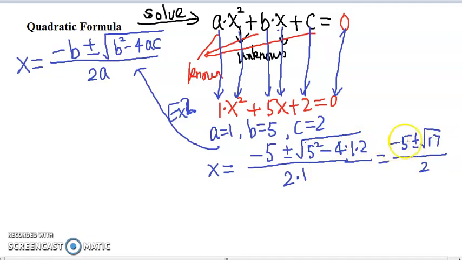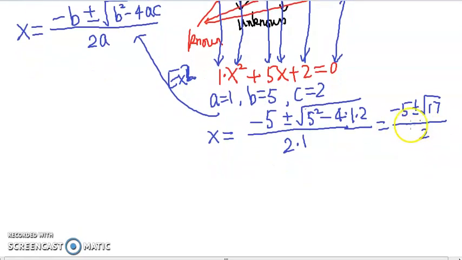And so we got two answers. One of them is negative 5 plus radical 17 over 2. The other is negative 5 minus radical 17 over 2. So that would be the answer, two solutions. And notice that square root 17 is already in the simplest form. If you got, say, square root 24 or square root of something else, you have to reduce it. Make sure you always reduce your answer.